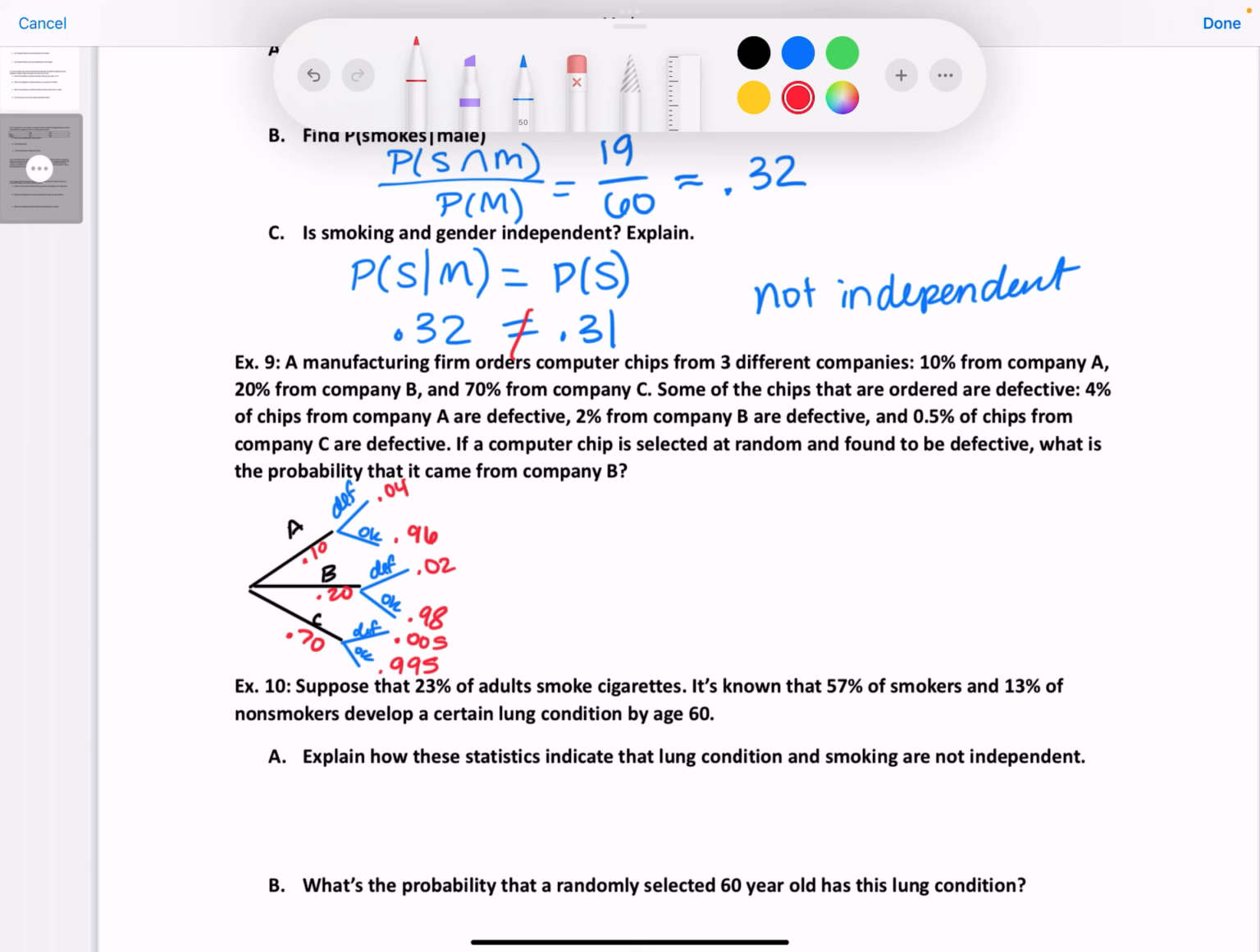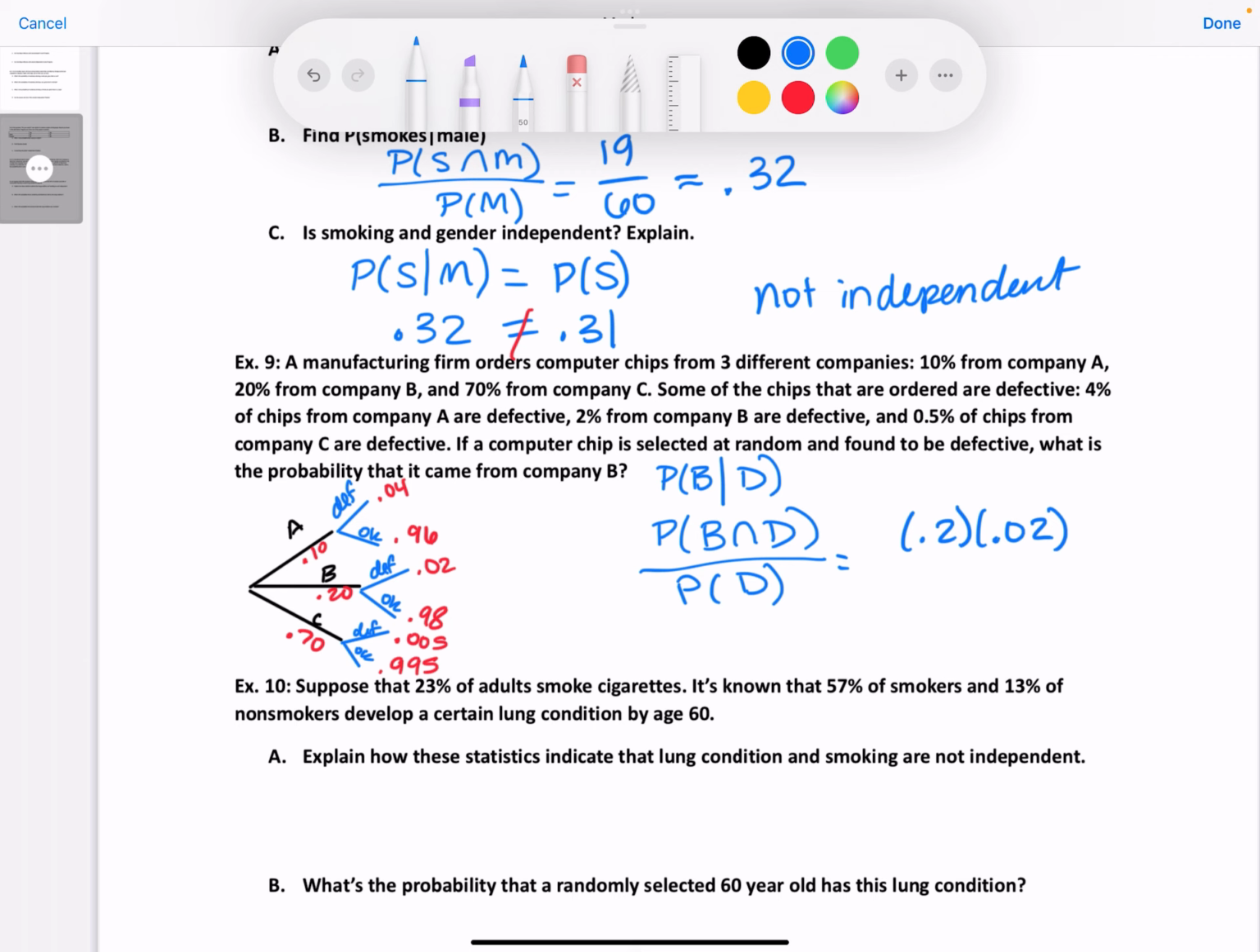So we're looking for if a computer chip is selected at random and found to be defective, what is the probability that it came from company B? So that's saying we want the probability of B given that it was defective. So the probability of the intersection of the two, divided by the probability that it was defective. The intersection of the two, we're just multiplying the numbers in the row. So 0.2 times 0.02.